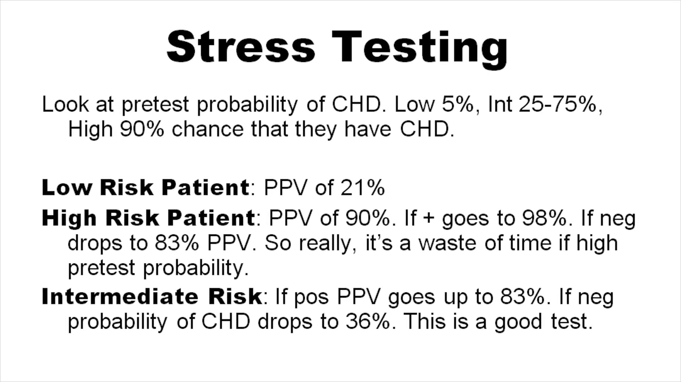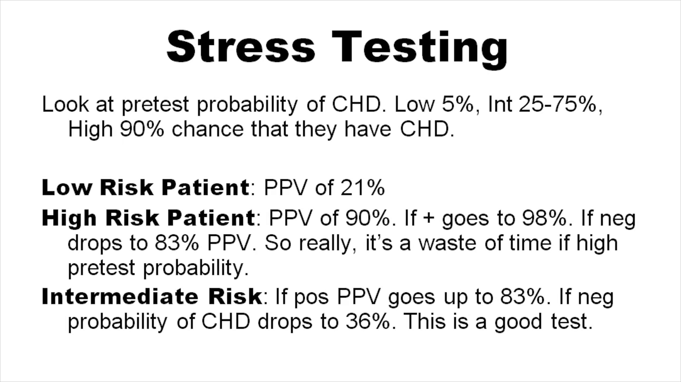So if we look now at our positive predictive value for a low risk patient, people who are between 0 and 25% chance of having coronary artery disease, let's just say 5%, just to lowball it. We take a 20-year-old, put them on a treadmill, they fail, so the test is positive. If you look at the positive predictive value, it only goes up to 21%. So you go from a 5% pretest probability of having coronary artery disease up to 21%. So that's not very good.